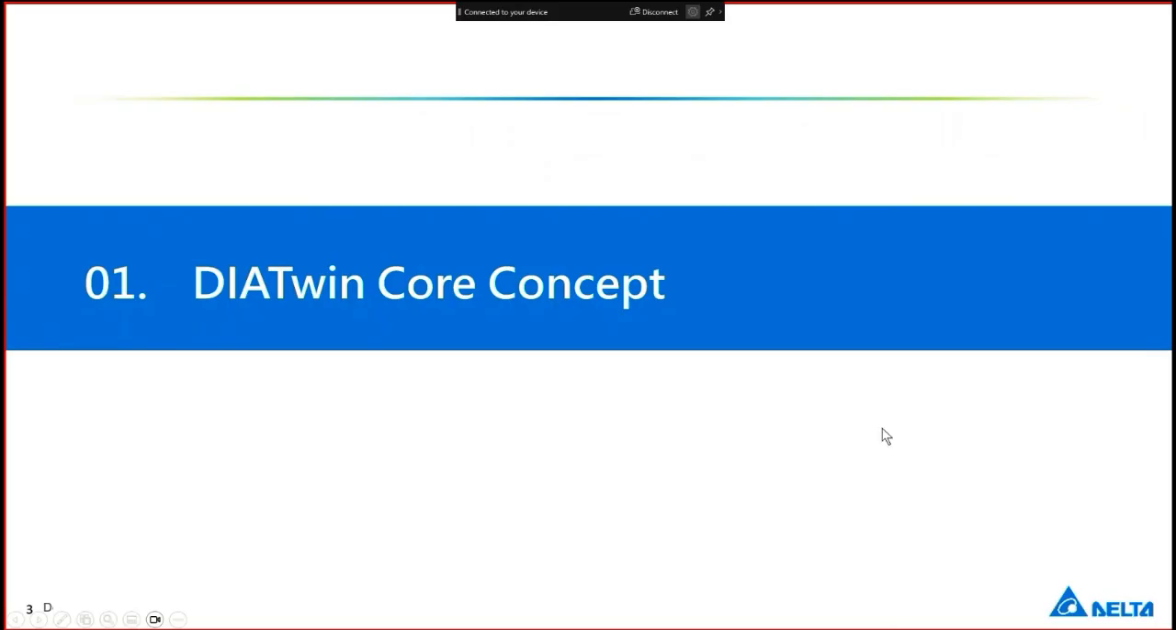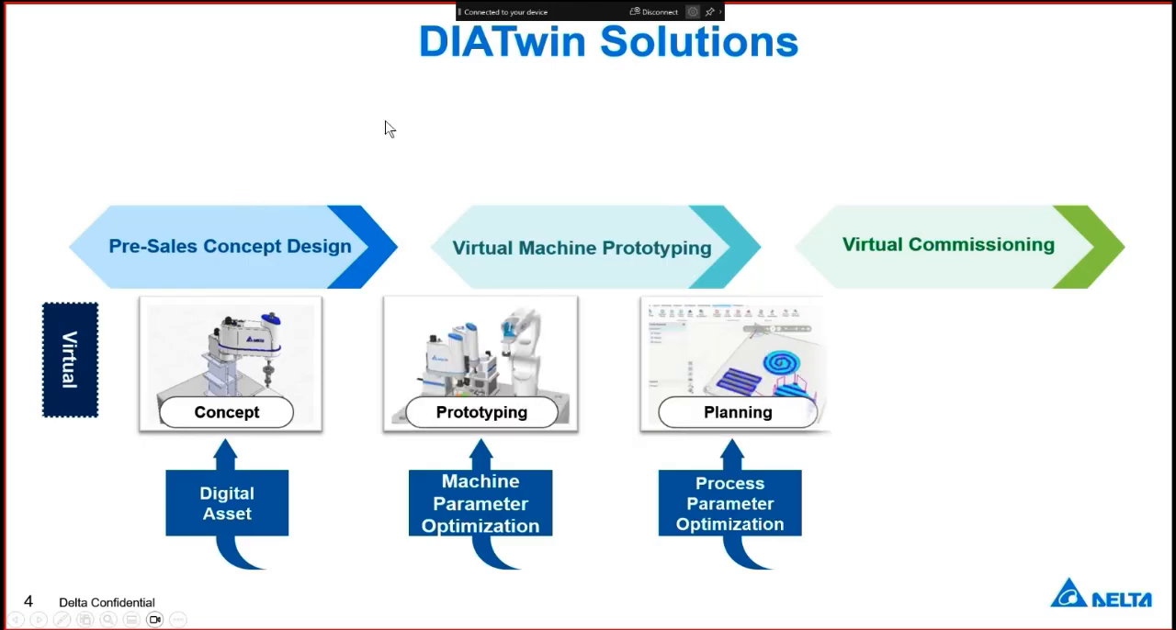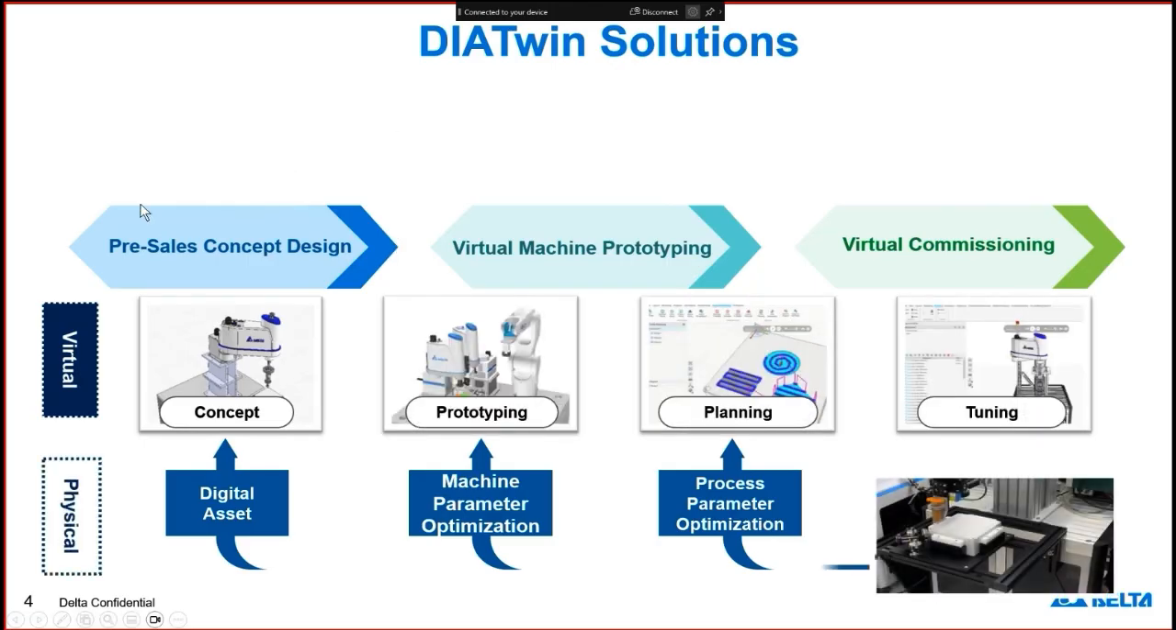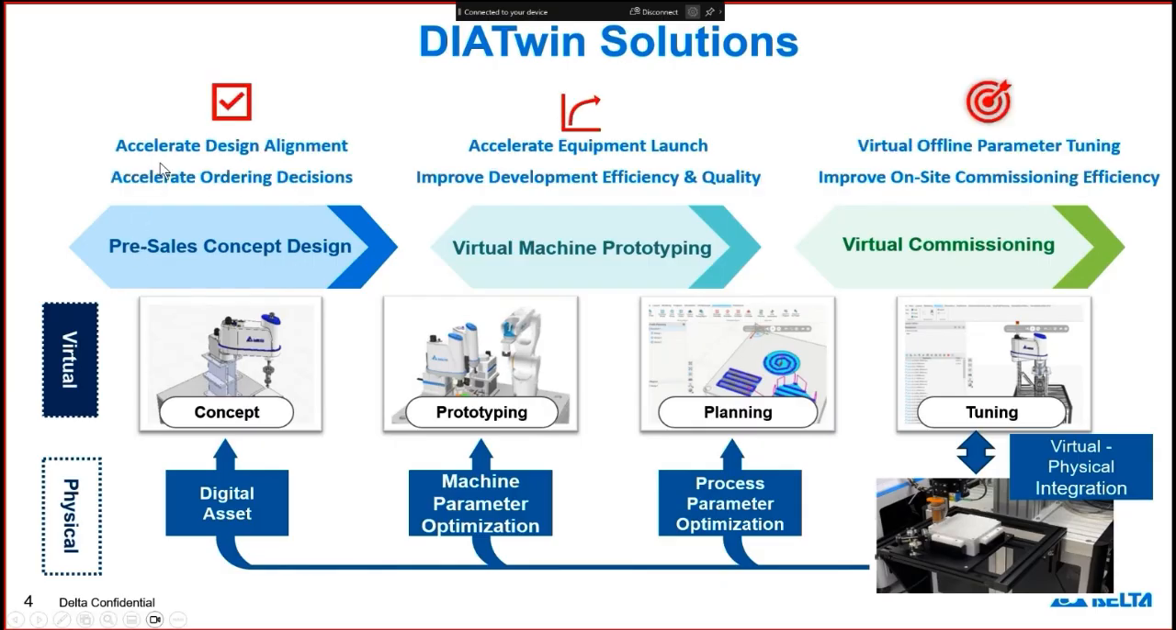So we talk about the core concept first for 3 hours. First of all, the DIATwin solution we can use for Presales to proof of the concept. We can have a 3D CAD by ourselves design or provide the customer. Then we implement to the digital twin, and we can simulate like the movement of the robot from which point to which point, and then find out the cycle time to prove our concept is doable and achieve the cycle time.